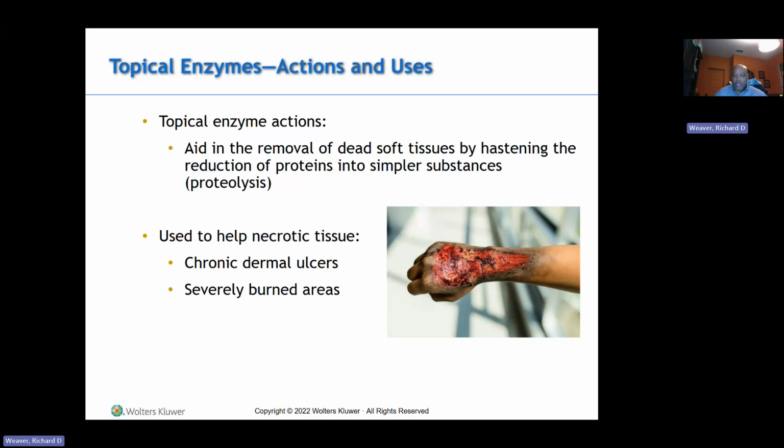And so once they develop the ulcers, this drug will be useful in removing that necrotic tissue and all the other components of these wounds. Right. An example of a topical enzyme is collagenase. Whenever you see a drug with the last few letters of NACE, think about enzyme.